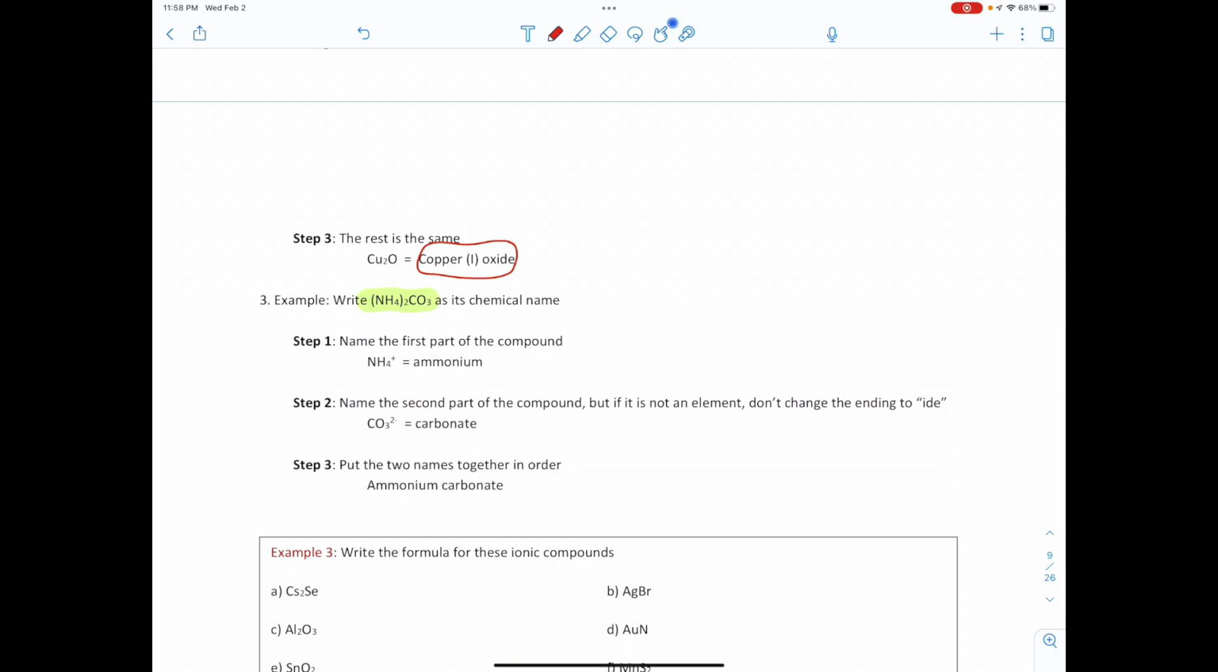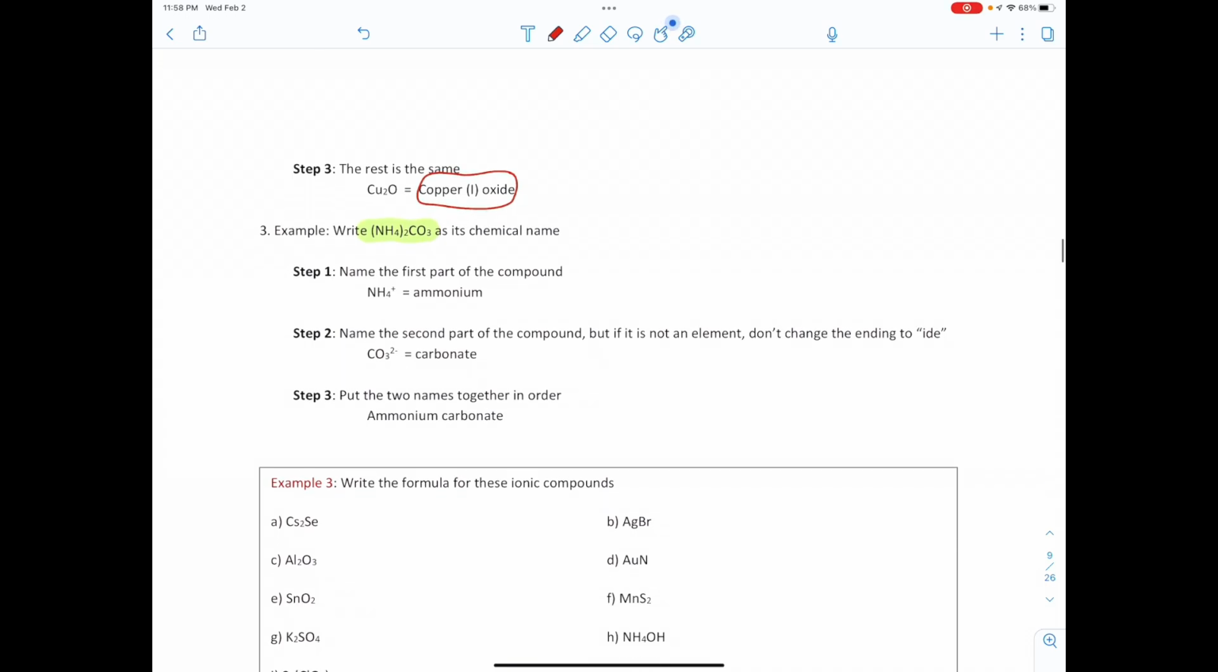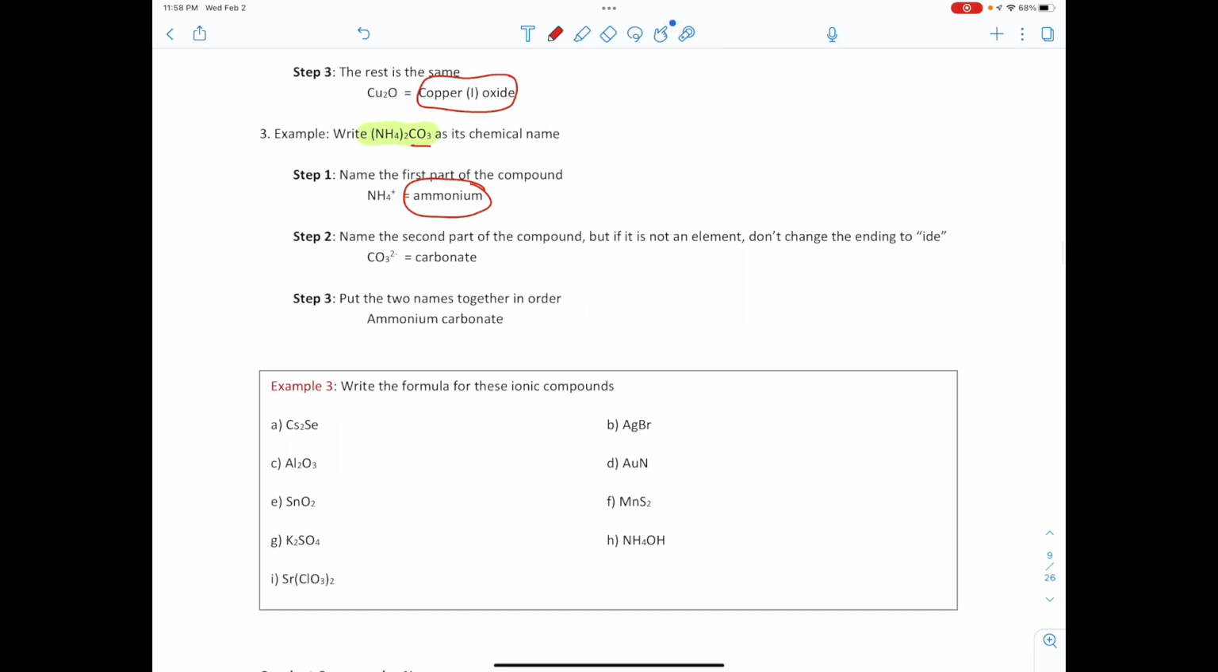If you look on the polyatomic ion list, you'll notice that we have NH4, and NH4 is ammonium. The second part here, we have CO3. Once again, on the polyatomic list, you'll notice that we have CO3 2-, and that polyatomic ion is carbonate. When we're looking at polyatomic ions, we don't have to change any endings. We put them together, and so this formula here is ammonium carbonate.